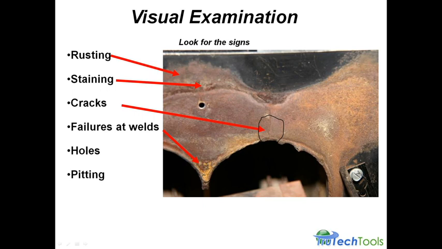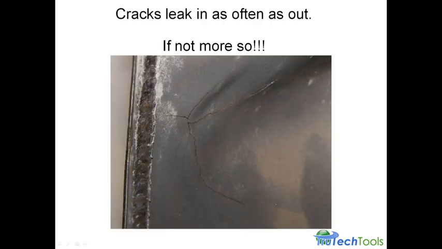When I look for cracks and failures in welds, staining, holes, pitting, the hole that we're seeing in the center right here, oops, down further, sorry. This hole right here is actually the screw hole where the cover went on, but all that rusting and staining is indicating that we have combustion dilution ventilation problems. Cracks can leak in as often as out, if not more so. Well, a lot of times on modern appliances, we have a draft inducer motor, right?